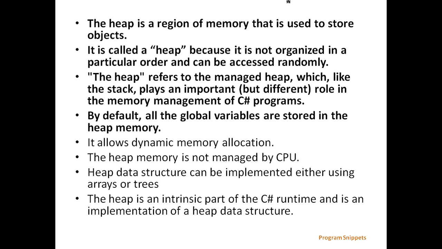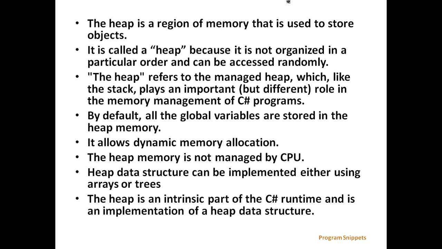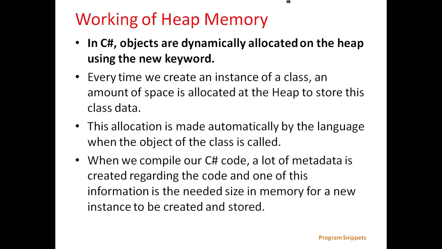By default, all the global variables are stored in the heap memory. It allows dynamic memory allocation, and heap memory is not managed by the CPU. Heap data structure can be implemented either using arrays or trees. The heap is an intrinsic part of a C# runtime and is an implementation of a heap data structure. In C#, objects are dynamically allocated on the heap using the new keyword.